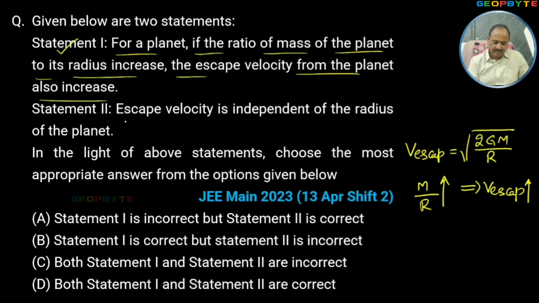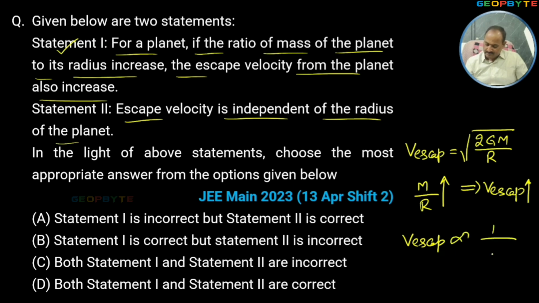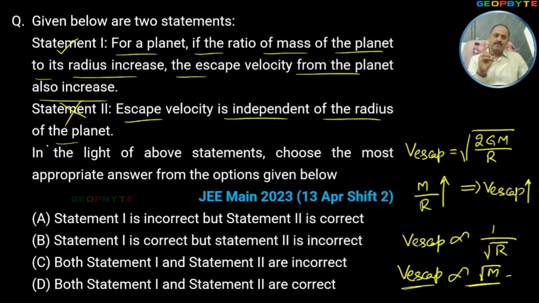Look at statement 2. Escape velocity is independent of the radius of the planet. No. Escape velocity is inversely proportional to root r, and escape velocity is proportional to root m. From that you can say that escape velocity depends not only on the mass of the planet but also on the radius. So statement 2 is wrong. Only statement 1 is correct.